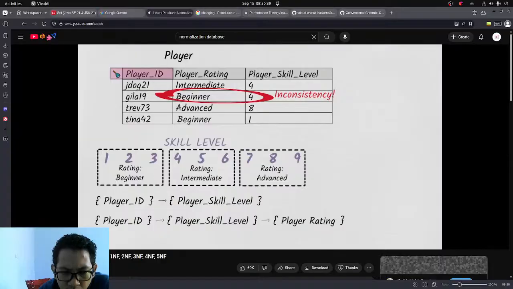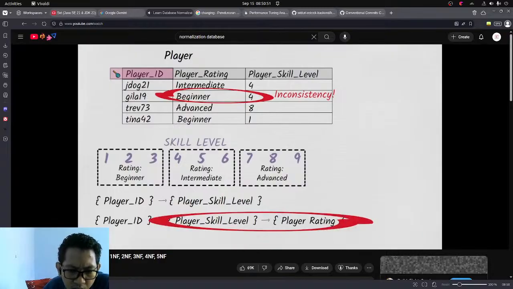A dependency of this kind is called a transitive dependency. Player rating depends on player skill level, which in turn depends on the primary key, player ID. The problem is located just here. Because what third normal form forbids is exactly this type of dependency, the dependency of a non-key attribute on another non-key attribute. Because player rating depends on player skill level, which is a non-key attribute, this table is not in third normal form.